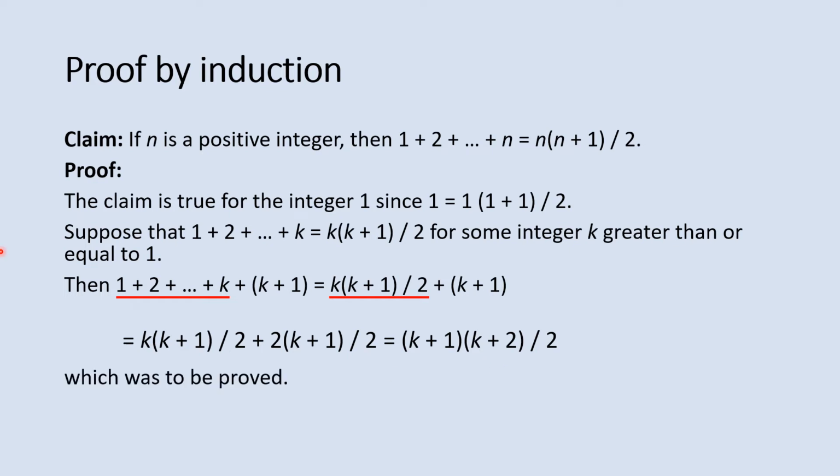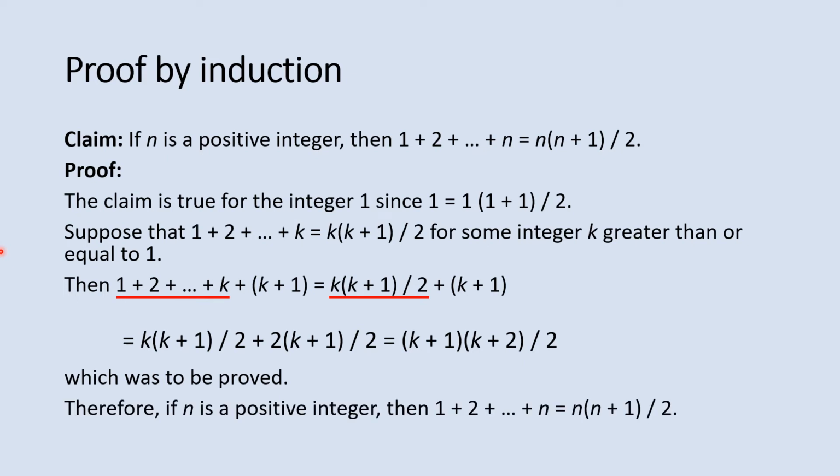And since this is what we were trying to prove, we have proved that if n is any positive integer, then the sum of the numbers from 1 up to that positive integer is given by n times n plus 1 all over 2. So we started with a base case, then an inductive hypothesis that we assume, and proved the formula works for the next value. And so we achieved our goal, and we have proved the claim.